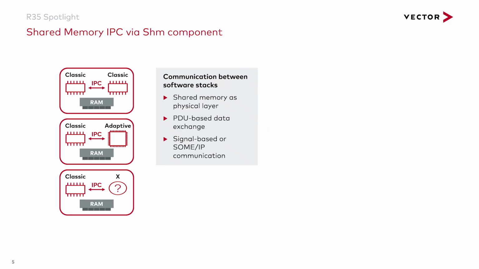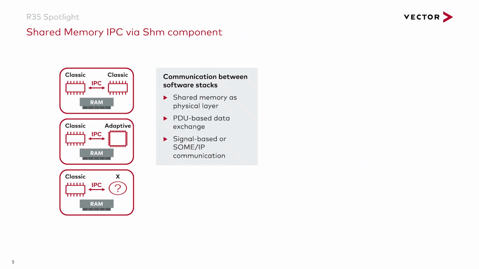Let me introduce to you our new shared memory-based IPC mechanism, delivered to you starting with release R35. Like with our existing solution, it enables communication between software stacks on one and the same SoC. MICROSAR Classic to Classic, MICROSAR Classic to MICROSAR Adaptive, or our products to third-party stacks. All these use cases are possible as long as they implement this SHM mechanism. It is replacing our existing IPC solution with a clean, robust, and more user-friendly solution.